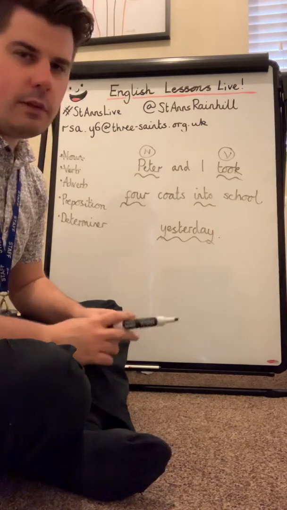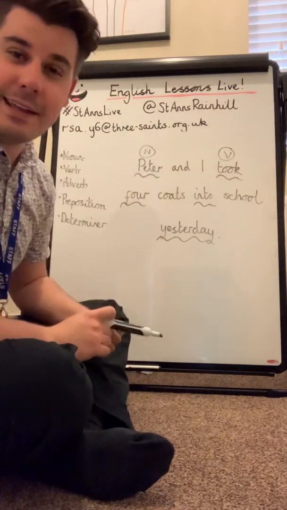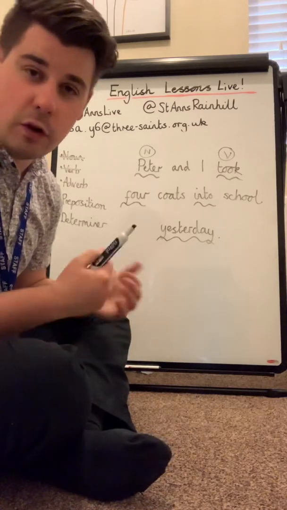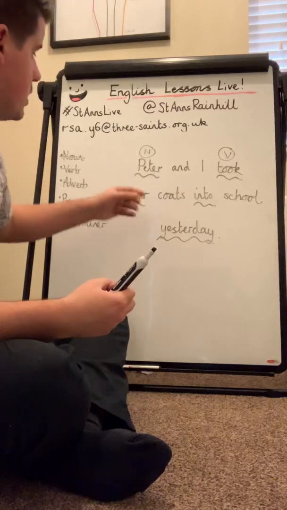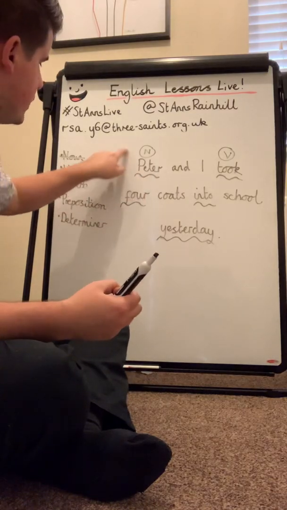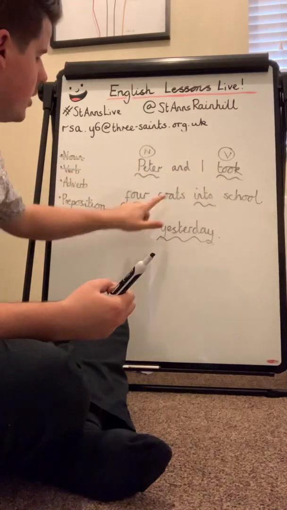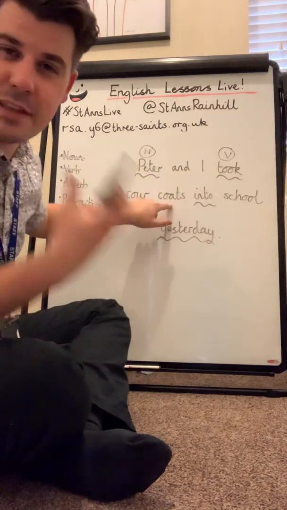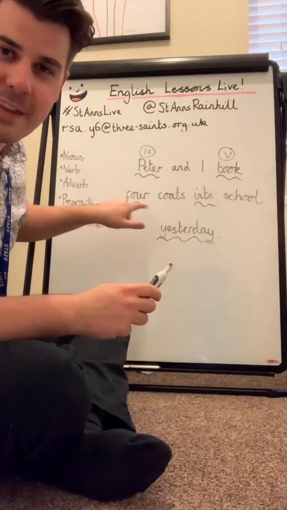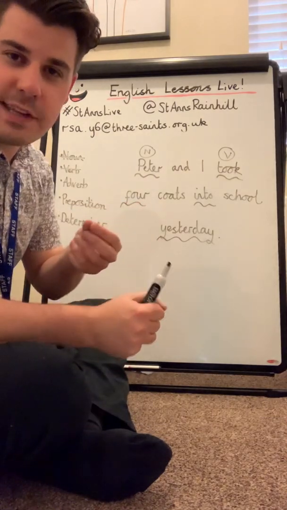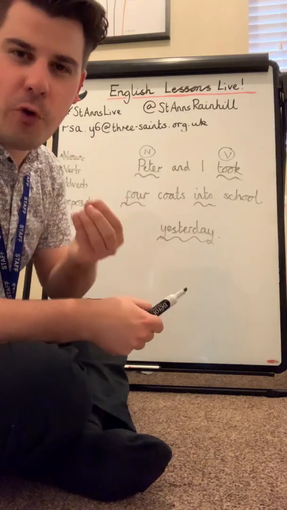Now, I don't know about you, but I always find determiners really easy because I find a noun and I look before it to see if there's a word that tells us which noun specifically. So Peter is a noun. There's no word before it that tells which one specifically. So then I keep going and I find the next noun. Coats is a noun. It's a thing. And there is a word before it that's telling us which coats. It's not his coats, it's not their coats, it's four coats.